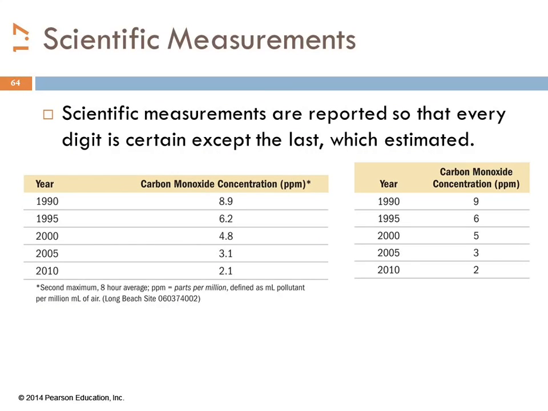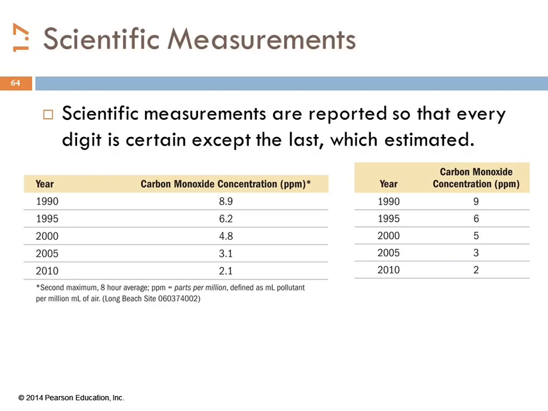Scientific measurements. Scientists are very careful when they record measurements. What is this? Carbon monoxide concentration in the air, different years. So same data, basically, but here it's listed as 8.9 parts per million, 6.2. Over here it's 9 and 6.